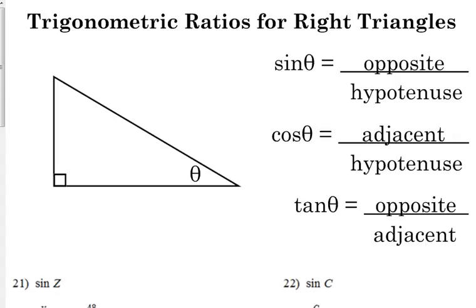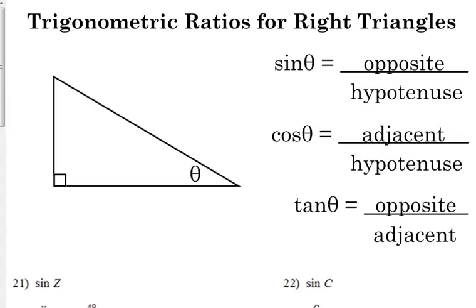Okay, so I have a right triangle here with one angle labeled with theta. Theta is just a Greek letter, it's a symbol, it's like an X. They just use it a lot for the variable with these trig ratios. In this case, theta is the angle on the base of our triangle. This only applies for right triangles. Now we're going to start by labeling our sides in relation to that angle.